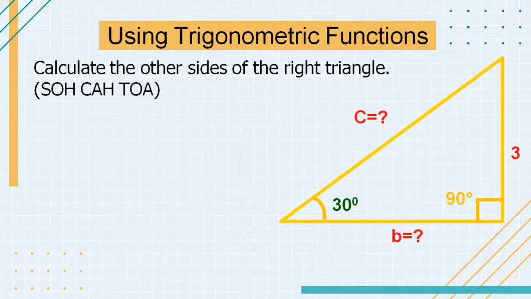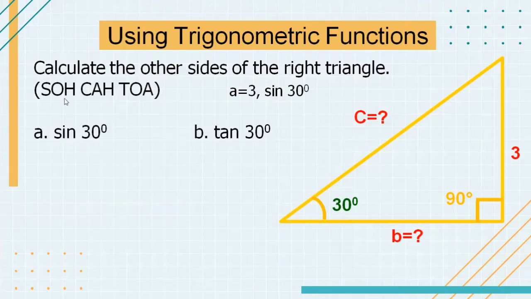Another example is to calculate the other sides of the right triangle. So this time we're going to use our acronym SOH CAH TOA. Our given there are a is equal to 3, which is the opposite side of our angle, and the angle there is 30 degrees. Now, in order for us to solve for the value of c, we could use sine of 30 degrees, which is the opposite divided by the hypotenuse. And to solve for the value of b, which is our adjacent side, we're going to use tangent of 30 degrees, which is equal to opposite divided by the adjacent side.